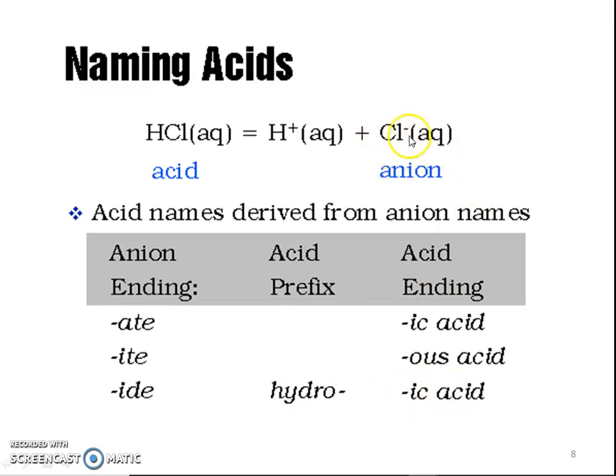If that anion was ClO3, let's say, then that's a polyatomic ion, and that ClO3 would be chlorate, and since it's chlorate, it would change to chloric acid. If it was ClO2, then that name would be chlorite, and chlorite would change to chlorous acid.